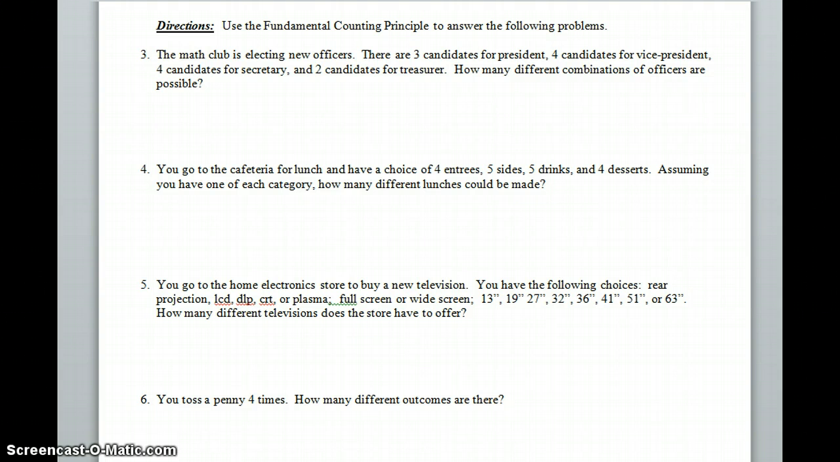Okay, now yesterday we talked about when working with people, you have to subtract a person. But this one's a little different. We're not filling in positions. They're telling us, hey, there's 3 for president, there's 4 for vice president, there's 4 for secretary, and there's 2 for treasurer. So you're not having to replace somebody or count down from somebody. So we just have to do 3 times 4 times 4 times 2. Okay. And you should get 96 combinations.